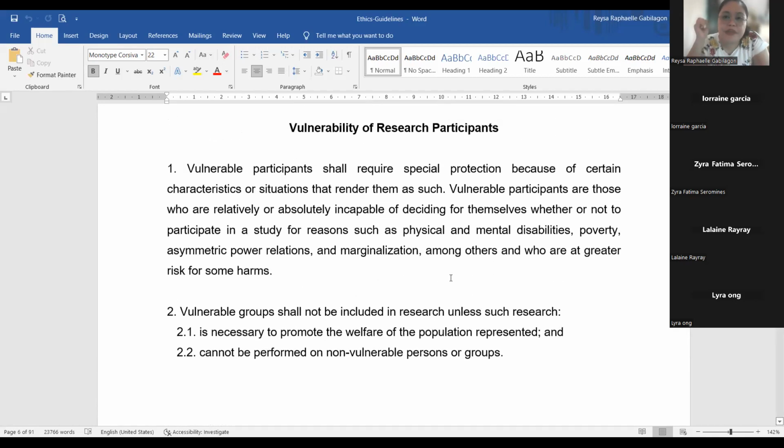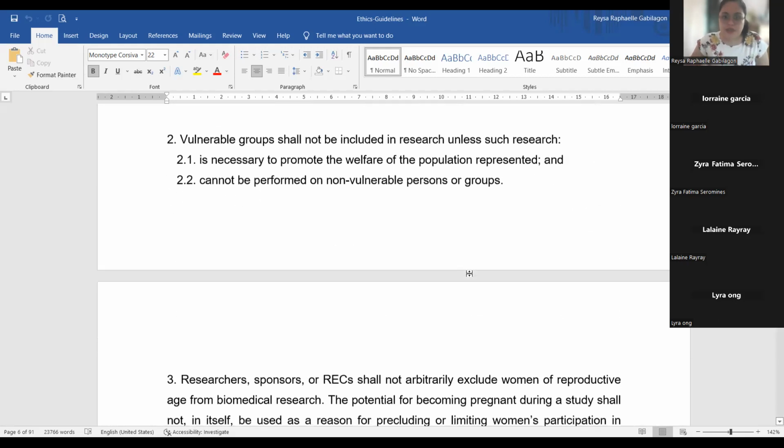We have here the vulnerability of research participants. Now, for example, your participant is a member of the vulnerable community, like the children, and then we have the people with special needs. Like yung mga patients like with autism or whatever, that they need special protection, class, you really need to include this one in your paper, and then you have to provide a step-by-step procedure on how you're going to protect the vulnerability of your participants. Okay, I'll show you an example later.